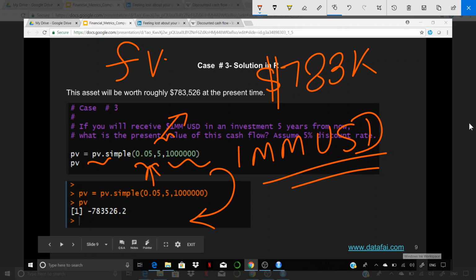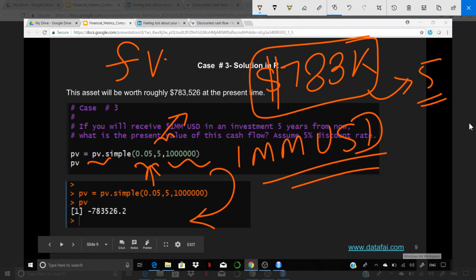Now, what does it mean? It means that whatever you will be able to buy for $1 million 5 years from now, you can buy the same thing at a significantly lower price, 783k dollars, right now. So that is the value of the money that you're gonna get 5 years from now.